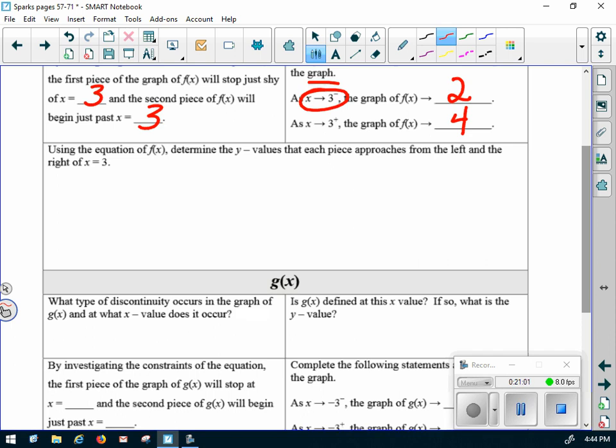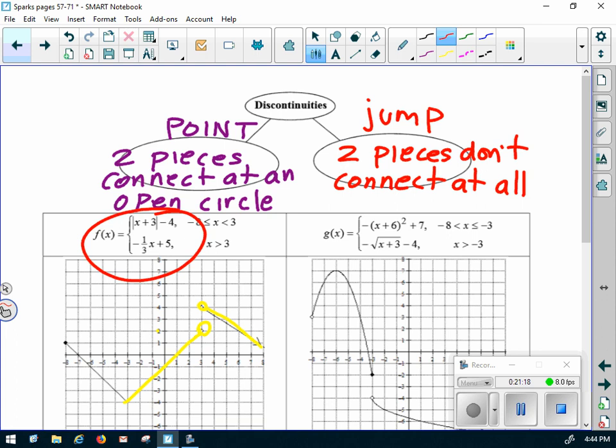Use the equation and determine the y values that each piece approaches from the left and the right. So as x approaches 3 from the left, remember the function or the equation that has the numbers that are less than 3 is this one. So we're going to use this one. When x is greater than 3, which has the numbers bigger than 3, so numbers from the right, we're going to use this one.